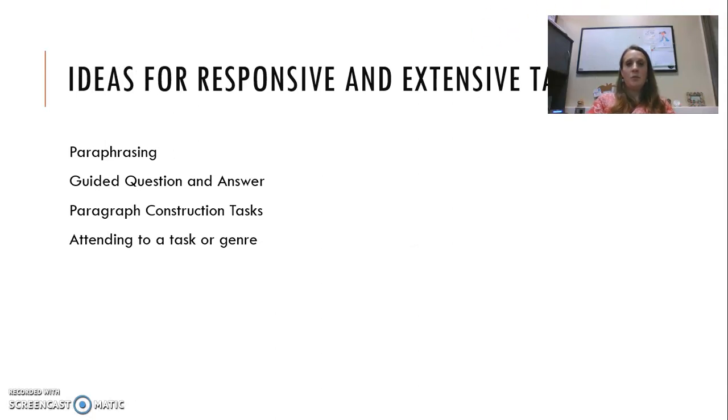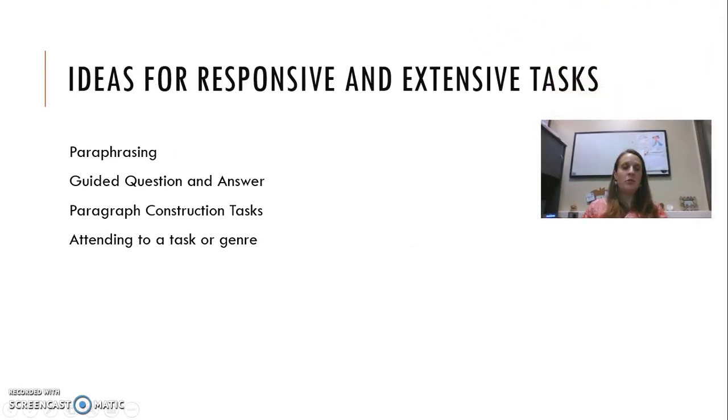Some ideas for responsive and extensive tasks include paraphrasing, that they can read a story, put it in their words, or listen to a text, put it in their words. Guided question and answer on an open topic or based on, again, an input from a reading, listening, movie. Paragraph construction tasks, where they have to write a descriptive paragraph based on a stimulus, an image, for example, and attending to a task or a genre. So writing a letter, writing an email, writing a Facebook post. So again, there's a concrete task, purpose, genre, and audience.